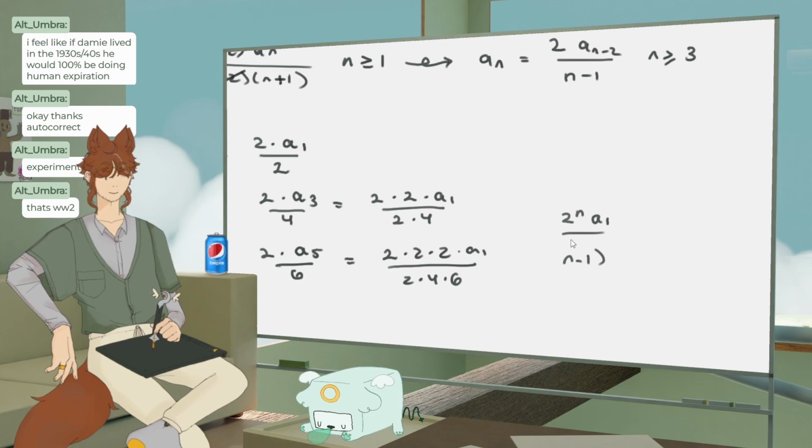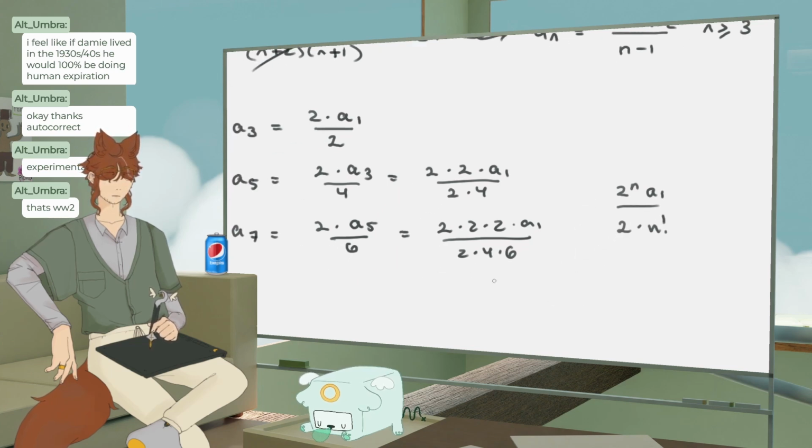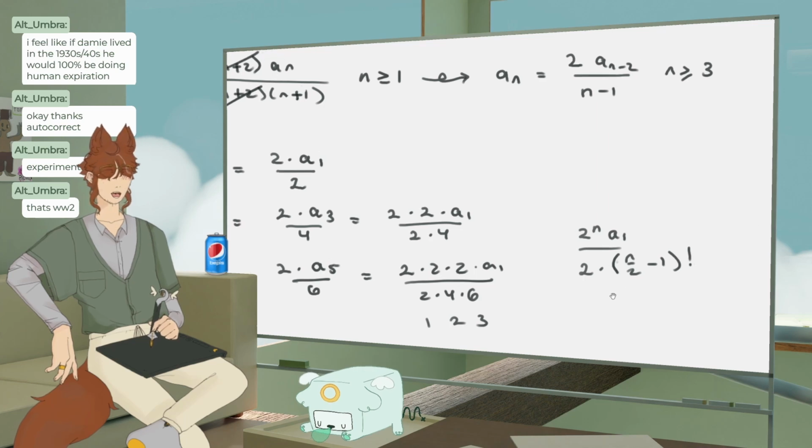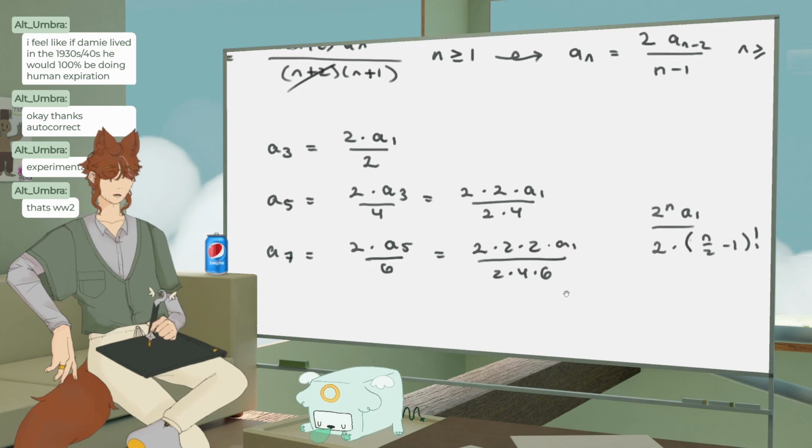2 times n factorial. Because this is 1, 2, 3. Okay, it's not n. n mod. n over 2 minus 1 factorial? Does that work? Is that right? Okay, so let's put in 9.